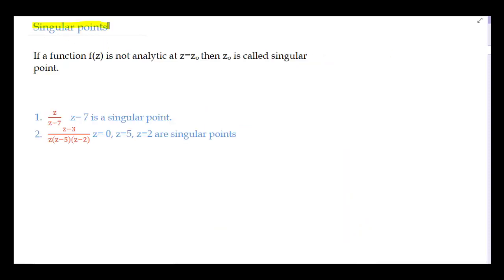Now, singular point. What are singular points? We are already aware of the analytic function. If you have not yet understood what is an analytic function, you can watch my previous video for analytic function. If function f(z) is not analytic at a particular point, then that particular point is known as a singular point. We can understand easily with the help of an example. Let me take z upon z minus 7. It is not analytic at only one point, that is z equal to 7. So that z equal to 7 point is called a singular point. To get the singular points, you just put the denominator equal to 0. So z minus 5, z minus 2, put this equal to 0. So you will get z equal to 0, z equal to 5 and z equal to 2. So these three points are singular points.